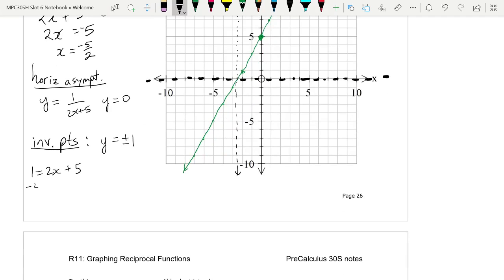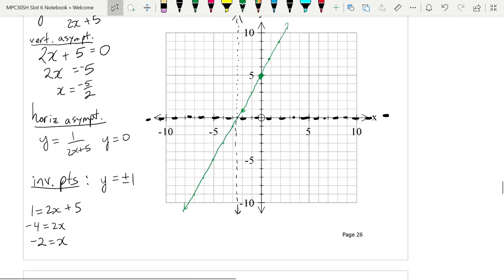Minus 5 from both sides is negative 4. Negative 4 divided by 2 is negative 2. So there's one of them. When x is negative 2, so I should maybe put it in coordinate form, right? When x is negative 2 and y is 1, I have an invariant point. Let's see if we can find that. Negative 2 and positive 1. That one right there. Let's find the other invariant point.